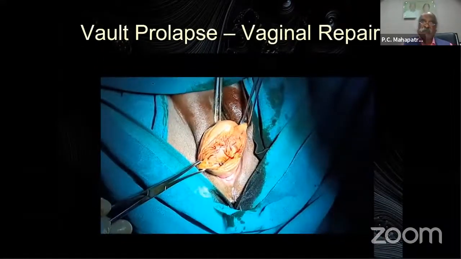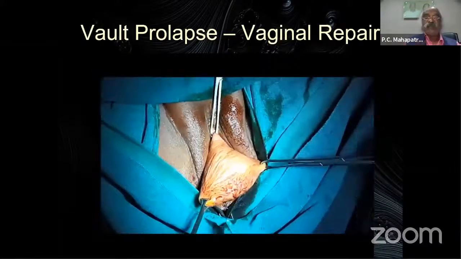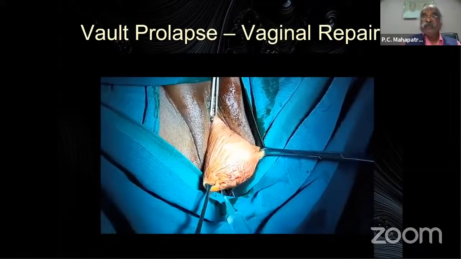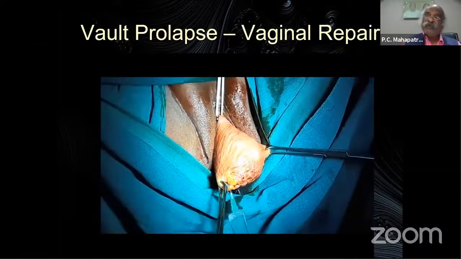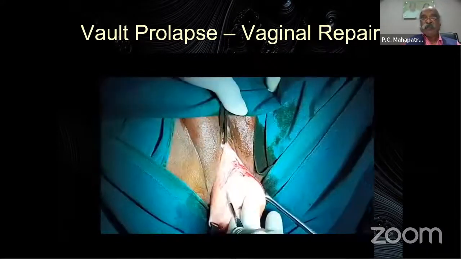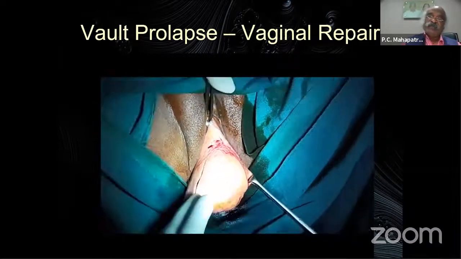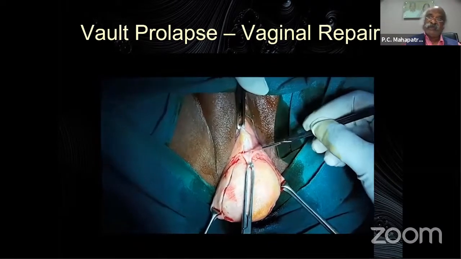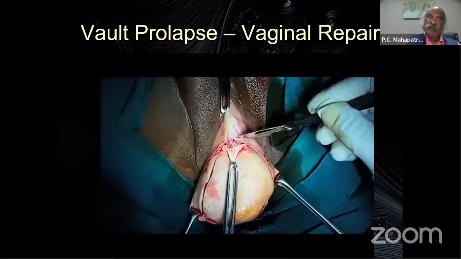This is the vault prolapse. Now, vault prolapse, I will take a little time. There is post-hysterectomy vault prolapse. How to tackle it? The method is either a vaginal repair or an abdominal repair or a laparoscopic repair. For the abdominal and laparoscopic repair, the vault prolapse is treated by sacrocolpopexy, which can be done by laparoscopy or abdominally.